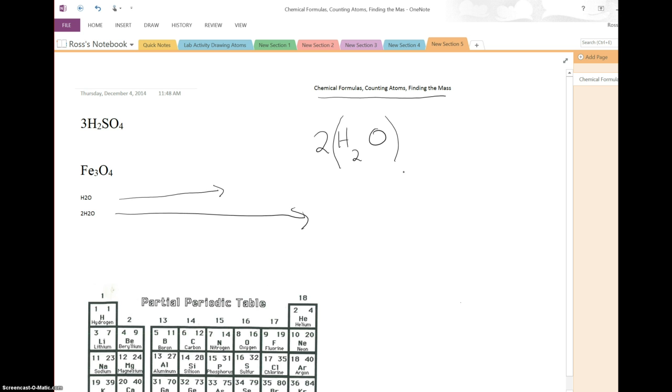What that's saying is you've got a water molecule and another water molecule. So you can say, okay, so how many hydrogens do we have? We've got 4 hydrogens. How many oxygens do we have? 2 times oxygen. We've got 2. So 2 atoms and 4 atoms makes a total of 6 atoms. How many elements do we have? It's still just hydrogen and oxygen, so it's still just 2 elements.